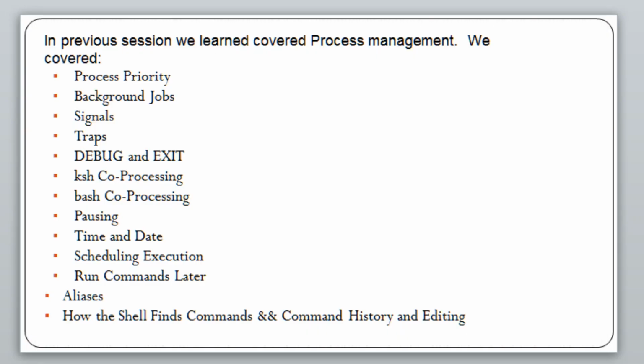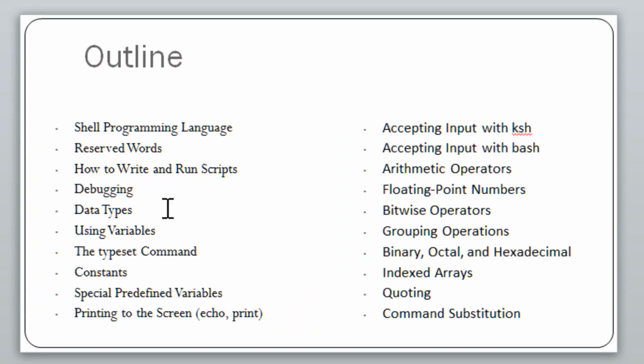Today we're going over how to write scripts. In the previous session, we went over process priority, background job, signals, traps, debug and exit, K-shell code processing, bash code processing, pausing, time and date, scheduling execution, run commands later, aliases, and how the shell finds a command and command history editing. Today, we're going over shell programming language, reserved words, how to write and run scripts, debugging, data types, using variables to typeset command, constants, special predefined variables, printing to the screen such as echo and print, accepting input with K-shell, accepting input with bash, arithmetic operators, floating point numbers, bitwise operators, grouping operations, binary, octal, and hexadecimal, indexed arrays, quoting, and command substitution.